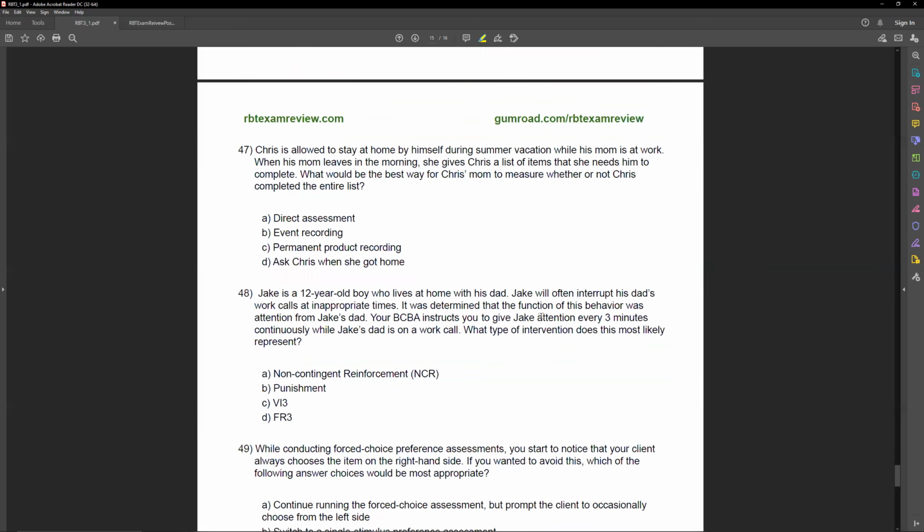47, Chris is allowed to stay at home by himself during summer vacation while his mom is at work. When his mom leaves in the morning, she gives Chris a list of items that she needs him to complete. What would be the best way for Chris's mom to measure whether or not Chris completed the entire list? Okay, hopefully, if you've been studying, you already know the answer.